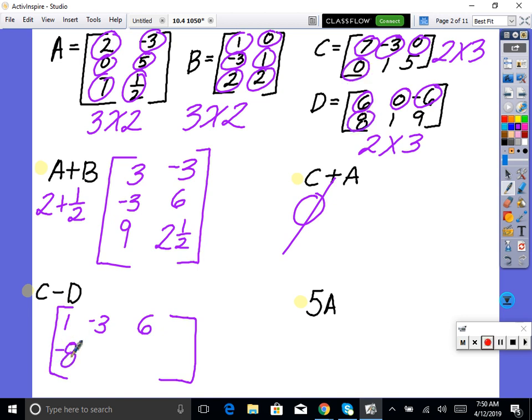Okay, I'm not going to circle anymore. 1 minus 1 is 0. 5 minus 9 is negative 4. Pretty easy, right? And then right here it says take 5 and multiply it to the entire matrix A.